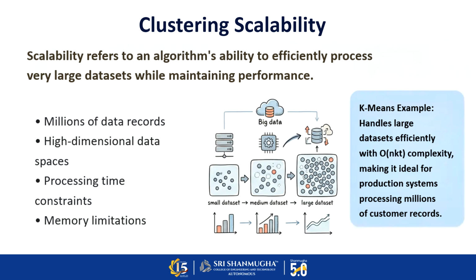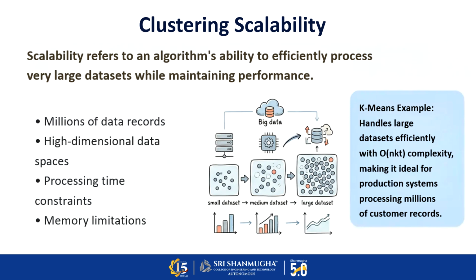So how do we measure scalability? We use big O notation to express how an algorithm's time or memory requirement grows with data size. For example, O of n, linear time. If data doubles, time doubles. Excellent scalability. O of n squared, quadratic time. If data doubles, time quadruples. Poor scalability for large data sets.